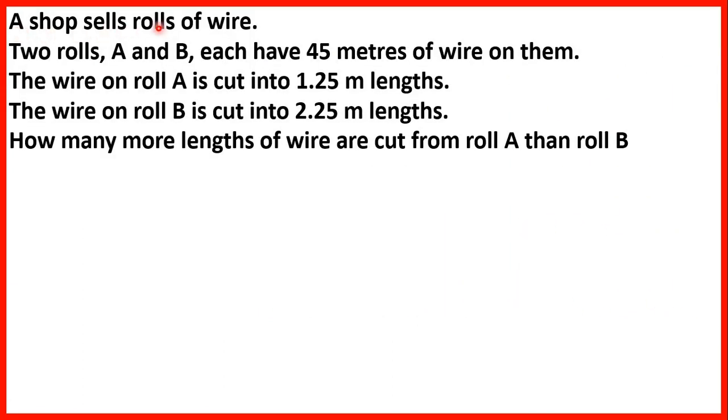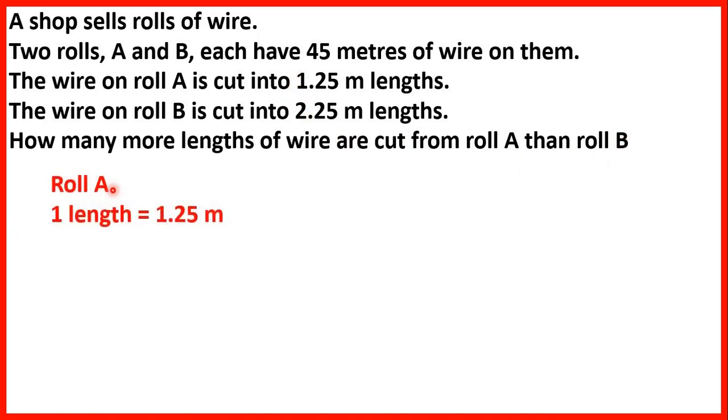A shop sells rolls of wire. 2 rolls, A and B, each have 45 metres of wire on them. The wire on roll A is cut into 1.25 metre lengths. The wire on roll B is cut into 2.25 metre lengths. How many more lengths of wire are cut from roll A than roll B?